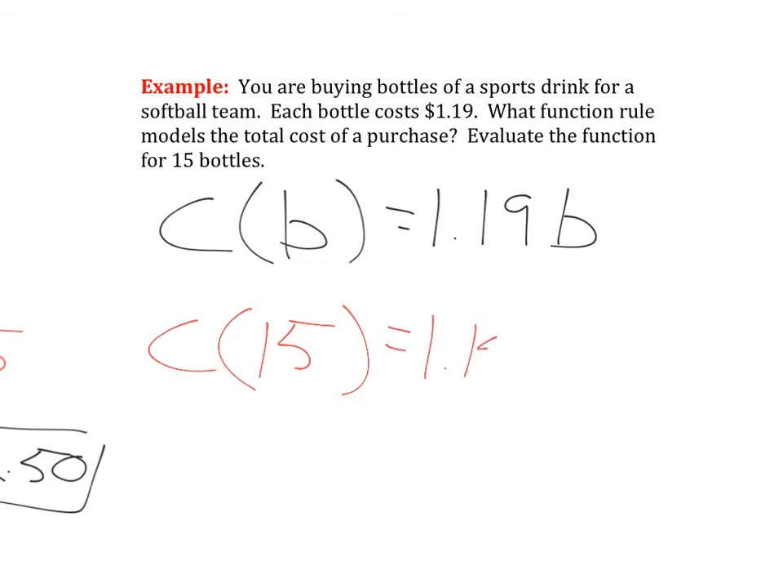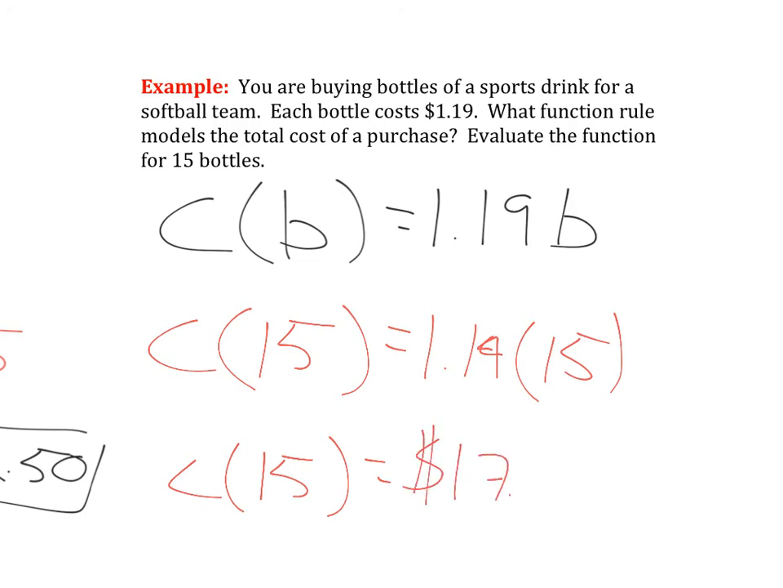So I need to know what is $1.19 times 15. That's a nasty 19. Ugh, I'm sorry. So I'm just going to plug in 15 for my variable. So the cost of 15 bottles is going to be $1.19 times 15, which is $17.85.